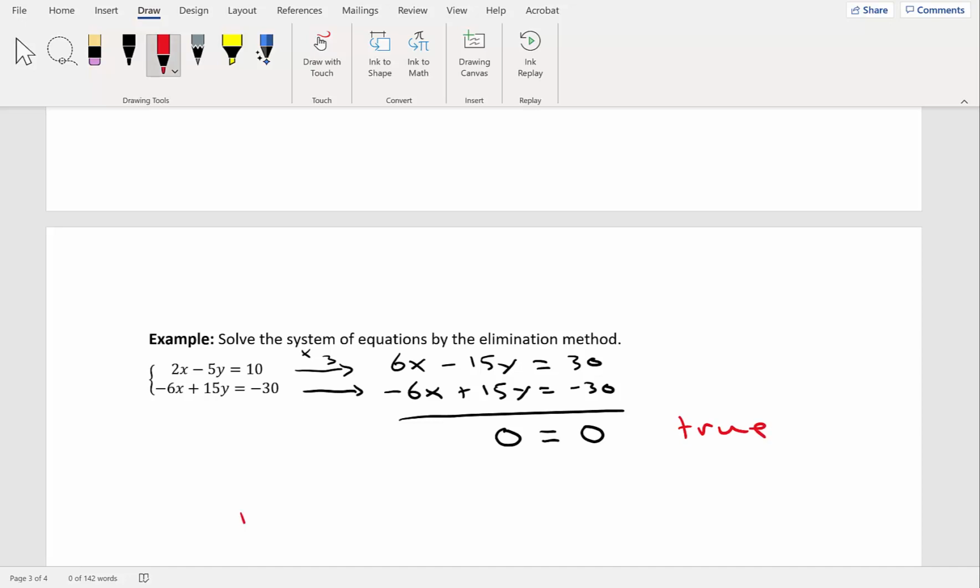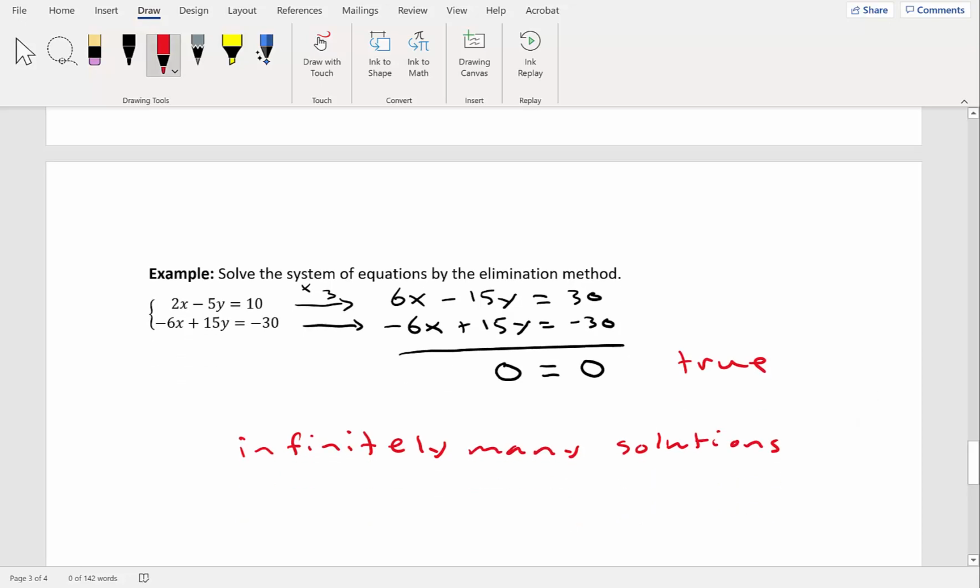Okay, so in this particular case, we have infinitely many solutions. And the reason why we have infinitely many solutions is because these two lines are the same. These are the same line. So they intersect each other at every single point.